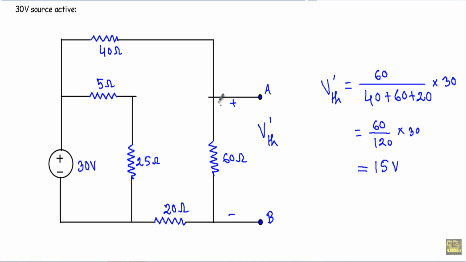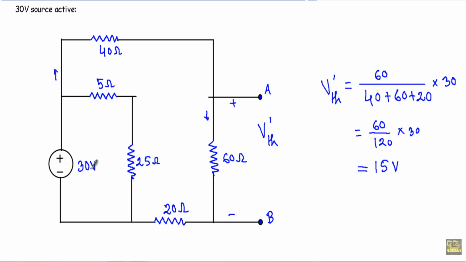Now the voltage that will be dropped across this 60 ohm resistor, I will denote as VTH prime. See, this is the positive terminal of the voltage source, therefore the current will be entering in this direction. Therefore this terminal of this 60 ohm should be positive because current will be entering this 60 ohm resistor from this direction. Therefore this terminal should be positive and this terminal should be negative.